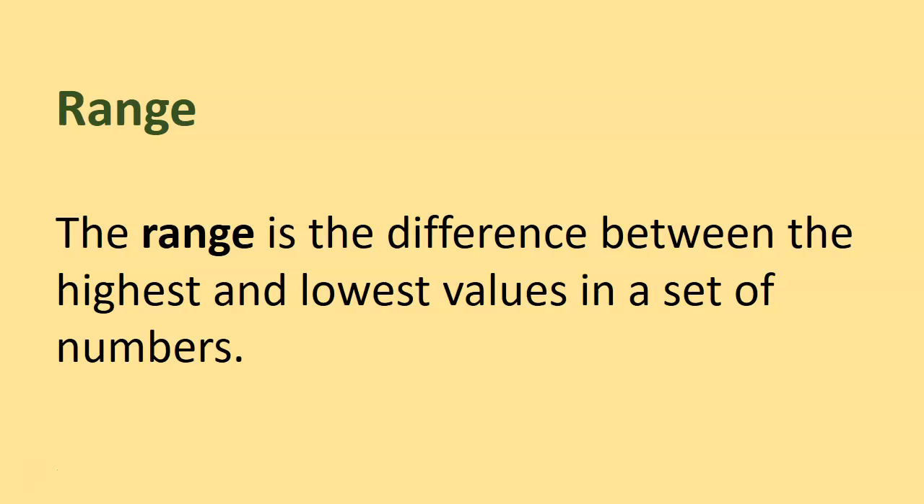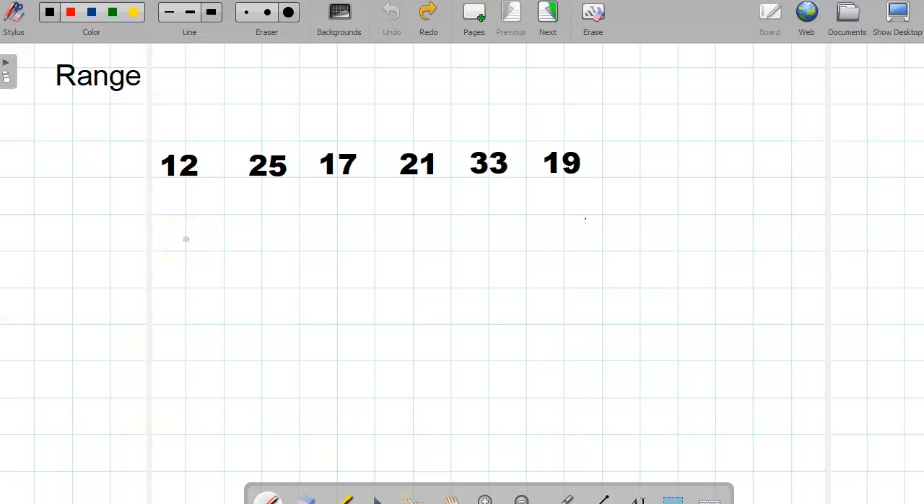Calculating this should be fairly straightforward, as like other averages, you may want to organise your numbers into order, and then you can identify which one is the highest and which one is the lowest. So let's have a look at an example. On my board, I have an array of values that I need to calculate the range of. My first job really should be to put these in order so that I can identify all the values that are there. So I'm going to start with the lowest one, which is 12.